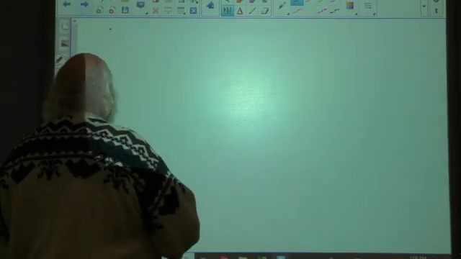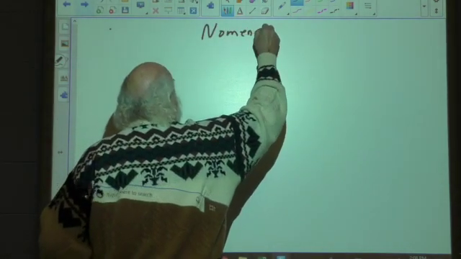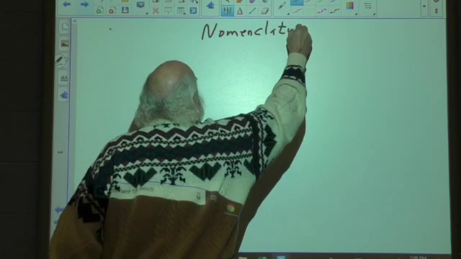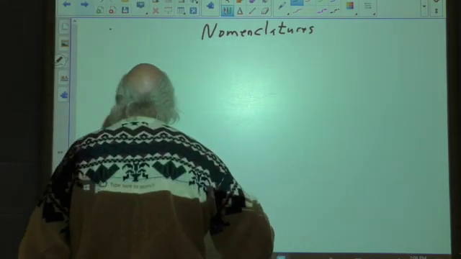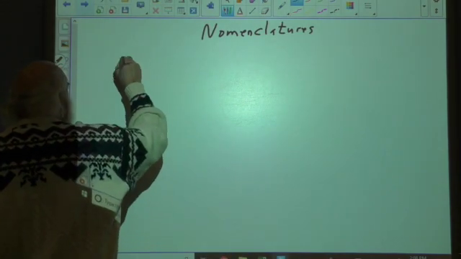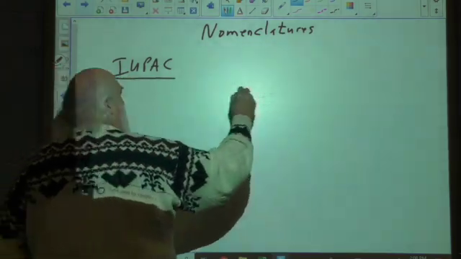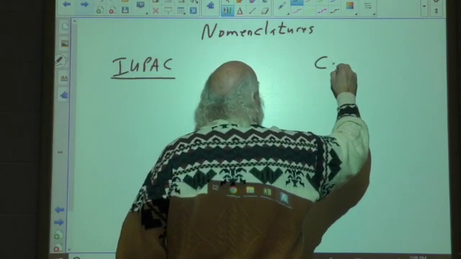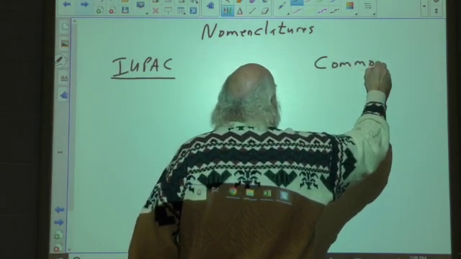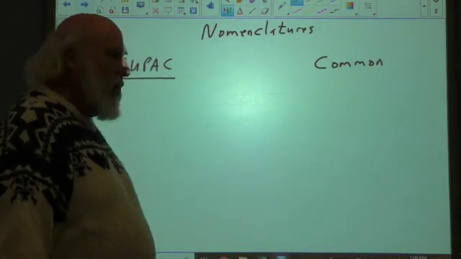Let's get to the nomenclatures. There's two nomenclatures we're going to focus on, and that is the IUPAC, which will be the easy one, and then the common one, which is the goofy one. And then the attachments to that are pretty easy to figure out from there.